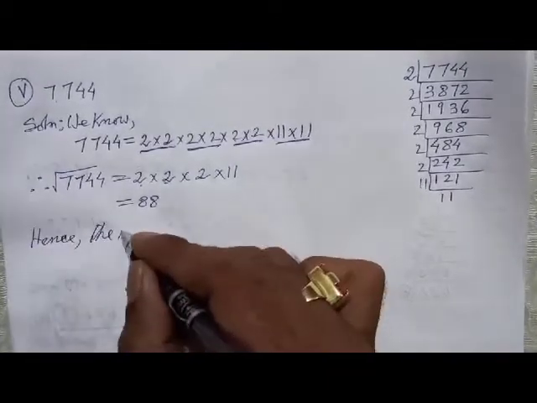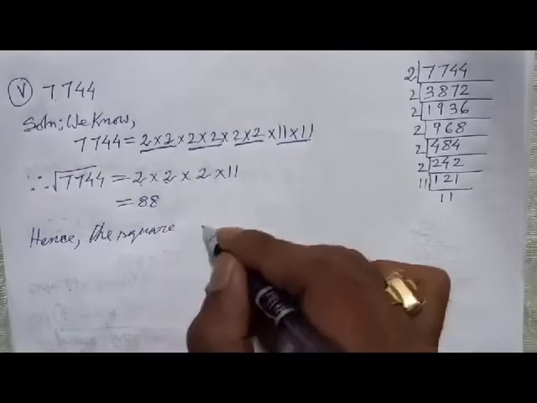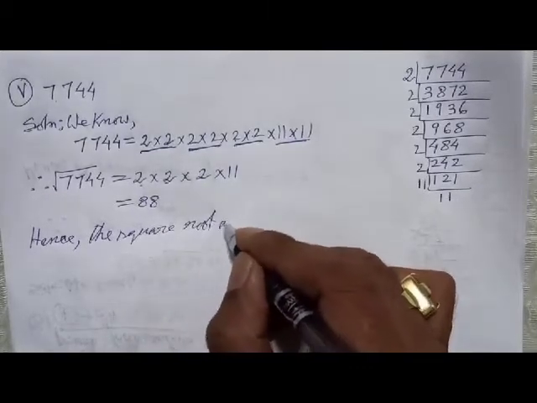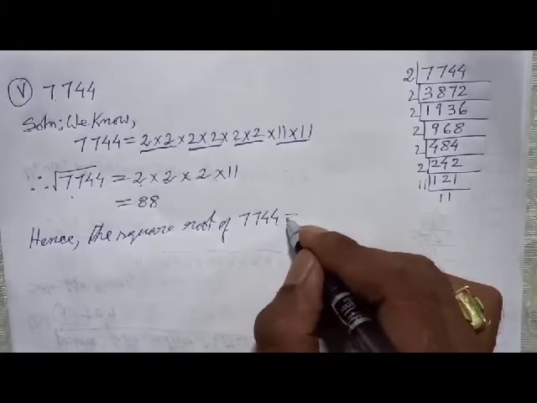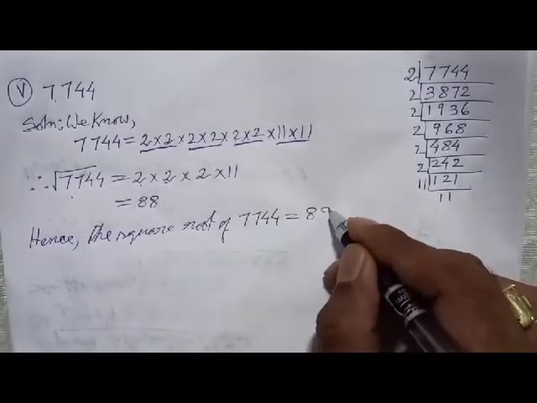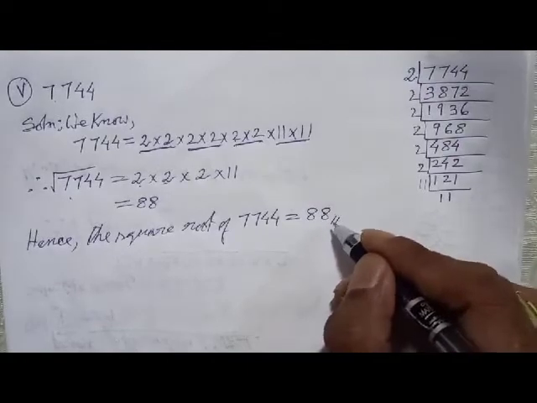Hence, the square root of this number 7744 is equal to this number 88. Here this question is over. Understand or not?